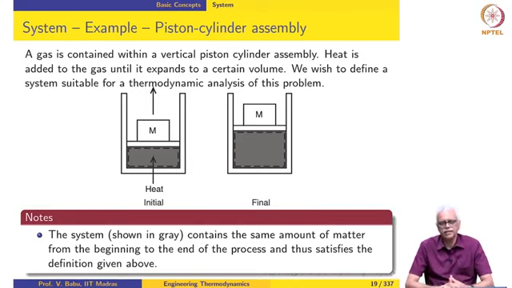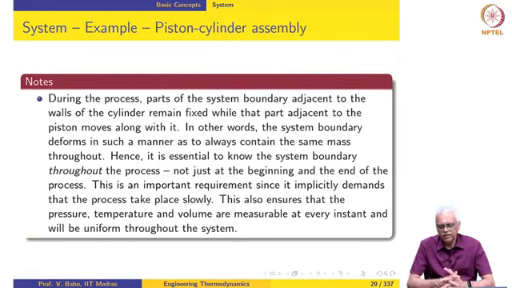The shape is retained, but the word deformation is used to indicate that it does not remain stationary, but it changes during the process. So, some parts of the system are fixed, some parts of the system deform in such a manner as to always contain the same mass throughout. Okay, which means that we need to know the system boundary not only at the beginning and the end of the process, we need to know the system boundary throughout the process. Okay, that is very important. So, we need to know how the system boundary deforms as the process takes place.